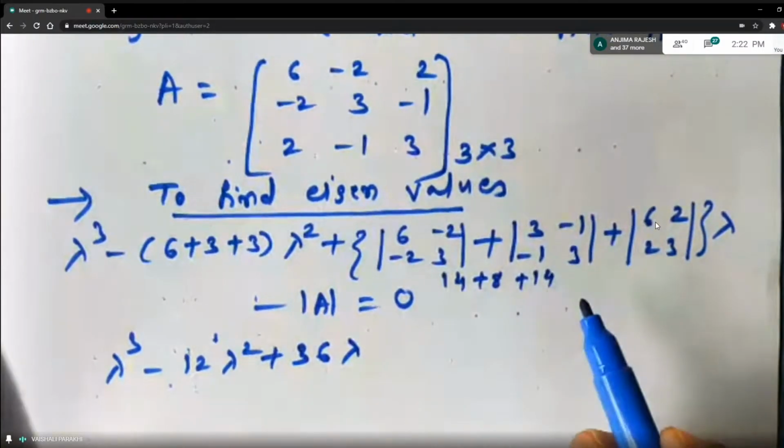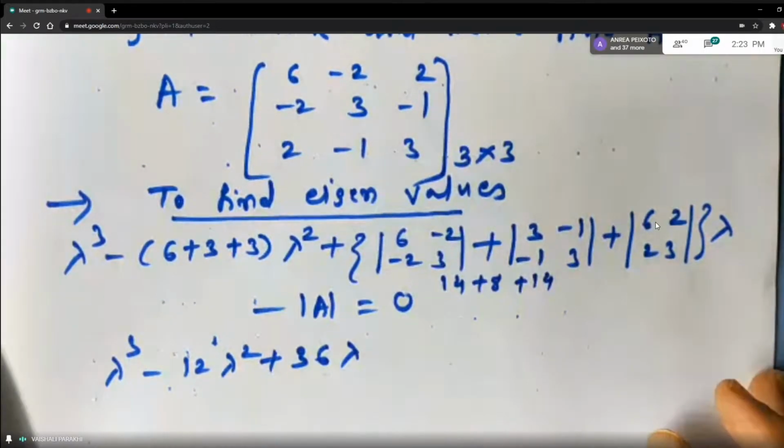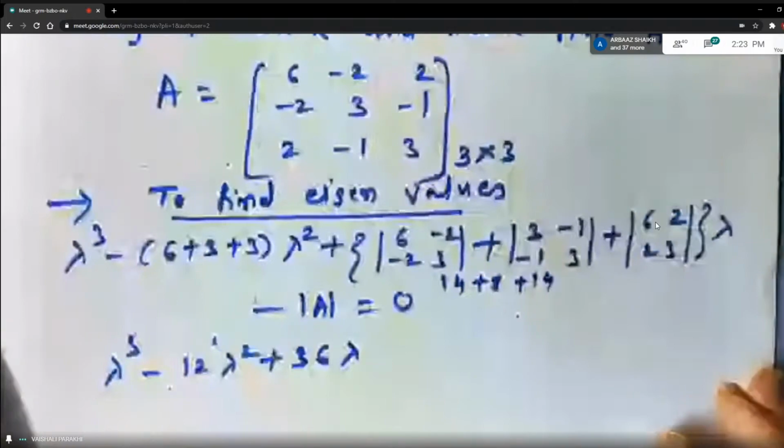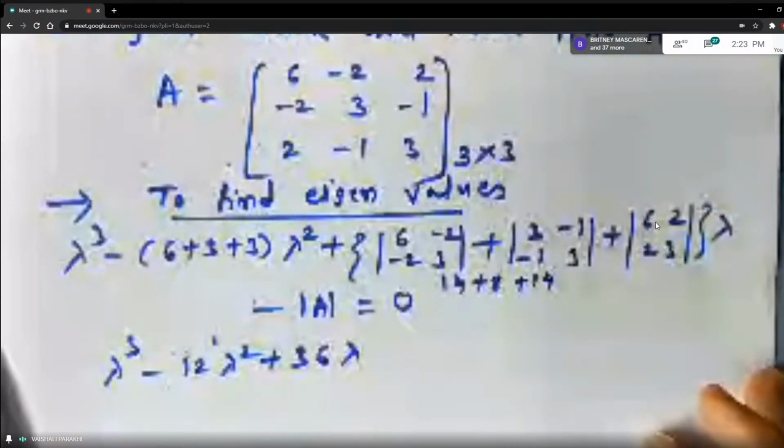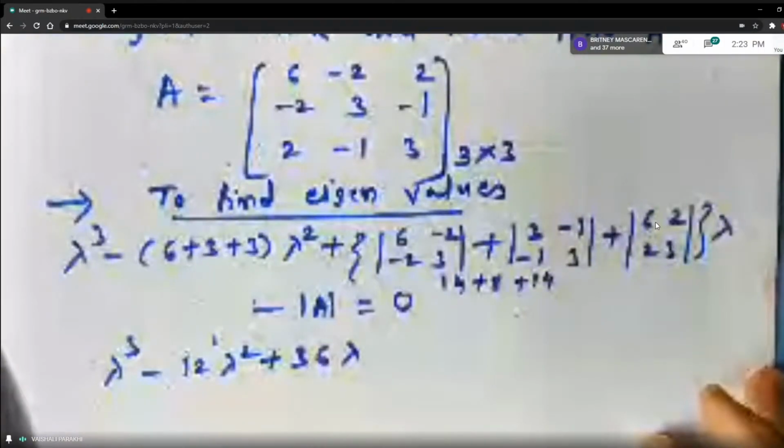Now you need to find out determinant value, which you already know how to find it on calculator. Hope everybody knows this. So please find out the value and tell me. You can put on chat box what is the value of determinant.